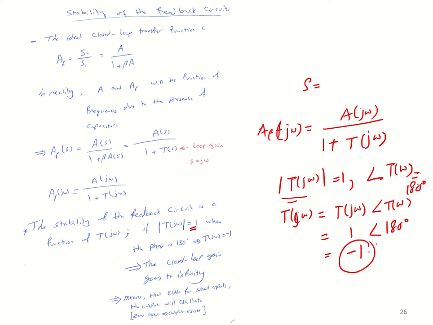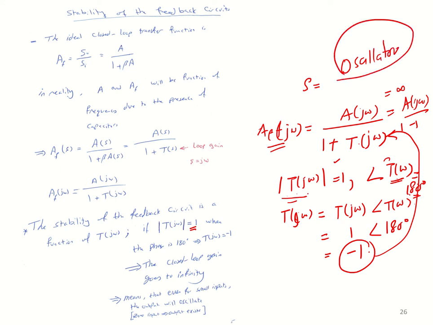So if you put -1 here, what will happen? 1 minus 1 is 0, and 1 over 0 is infinity. So your closed loop gain will become infinity. It means when you have a magnitude of 1 and the phase of the loop gain is 180 degrees, at that time you are getting an unstable output. That is basically the case of oscillators.